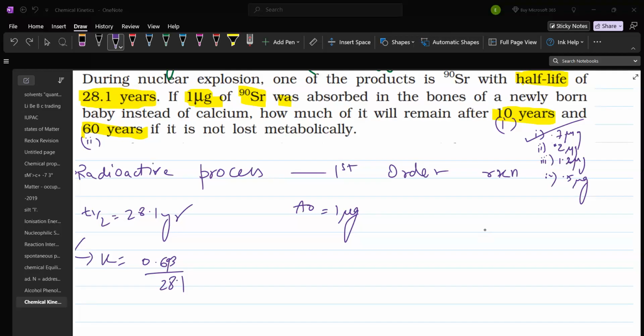What I was saying is that in this question, the half life of this strontium, let me check here. I'm coming. Wait a minute.